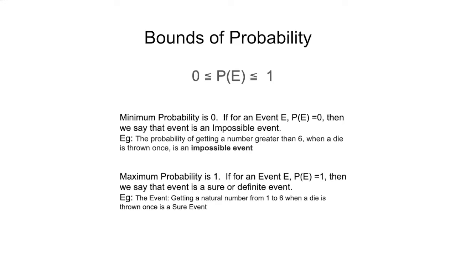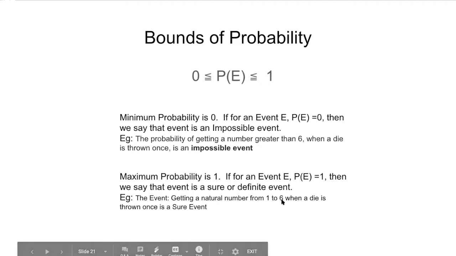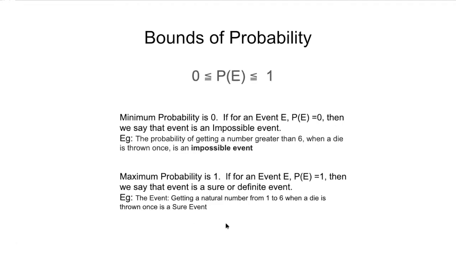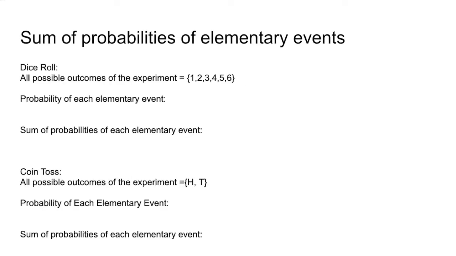Means it will definitely happen. Okay. So for example, the event getting a natural number from 1 to 6 when a die is thrown once is a sure event. So when you throw the dice, we are perfectly sure that whatever number comes up on the dice will be from 1 to 6. So that is a sure event. Okay, so these are the bounds of probability.